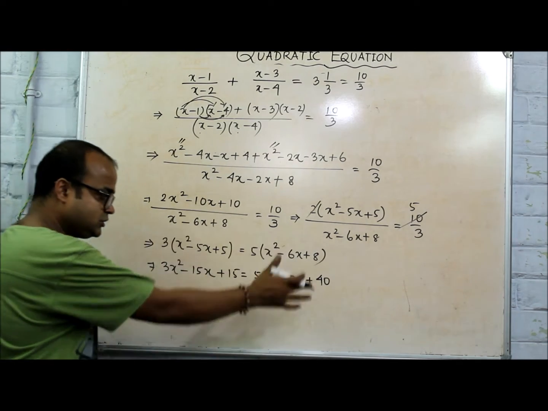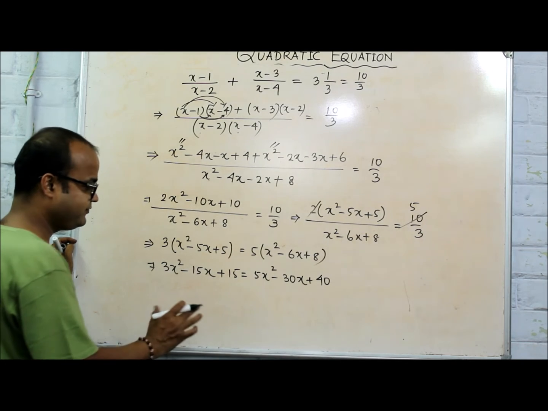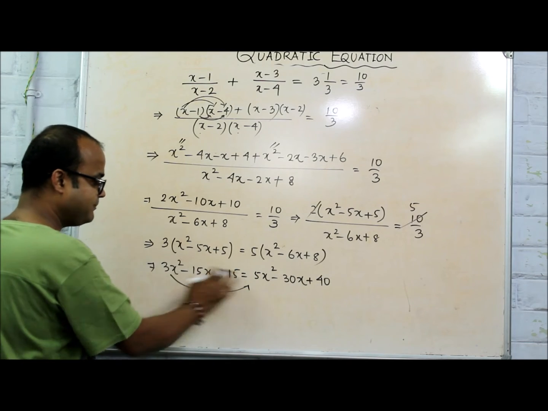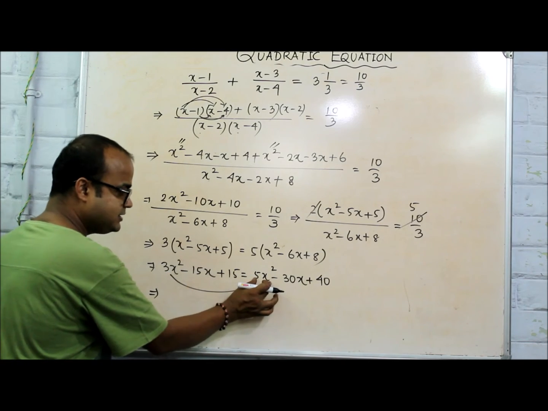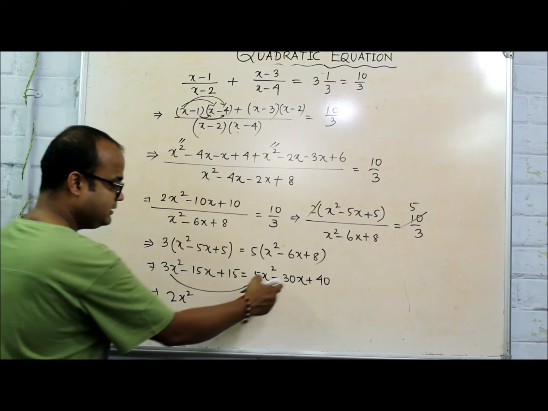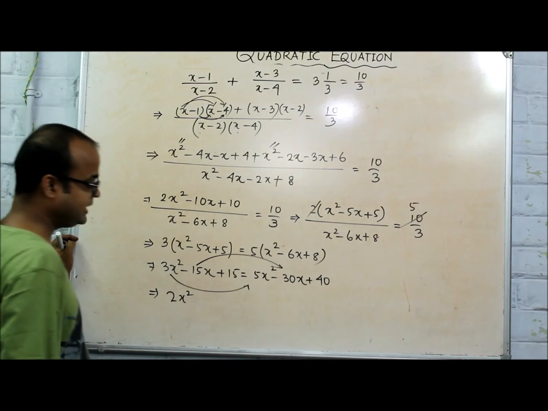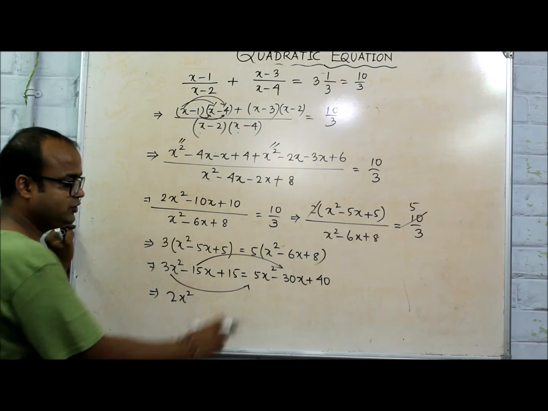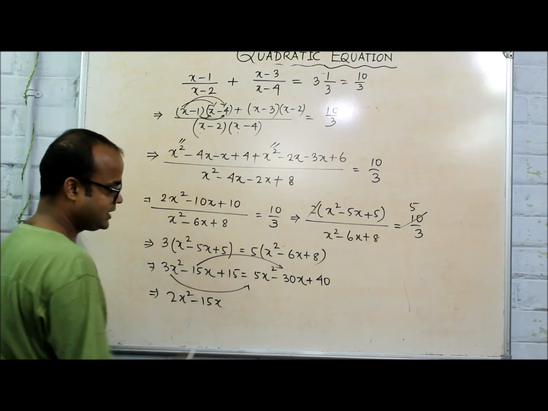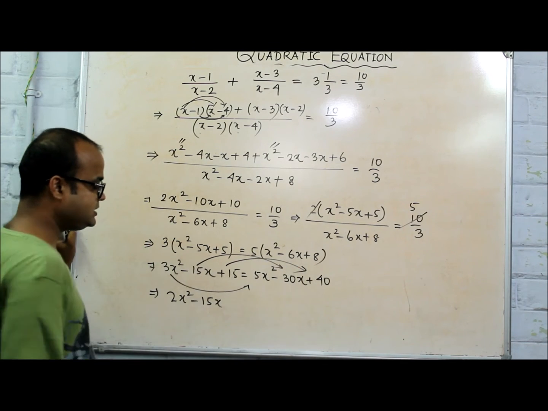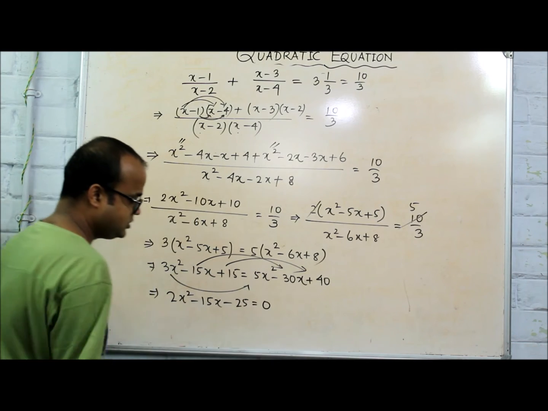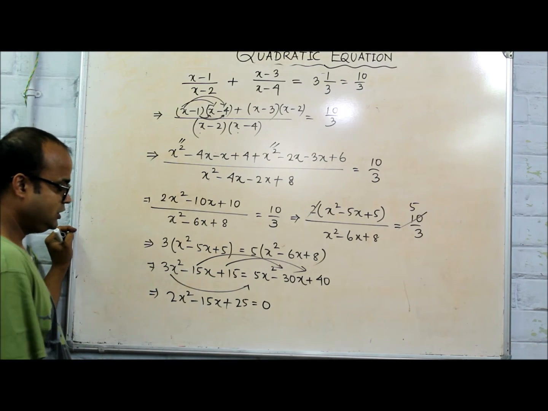Now we'll take all the terms to one side and simplify. So 5x square, if you take this 3x square to that side, it will become minus 3x square. So 5x square minus 3x square is equal to 2x square. Minus 30x, if you take minus 15x to the other side, it will become minus 30 plus 15, that is minus 15x. 40 minus 15, that is 25. So plus 25 is equal to 0.